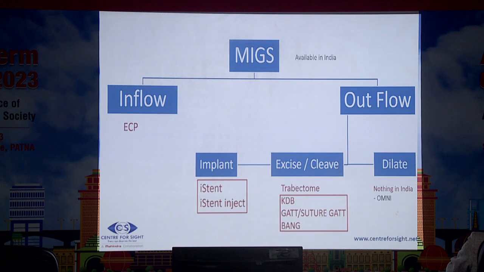Right now in India, we mostly have a few MIGS procedures. Among implants, iStent and iStent Inject are the only ones available now. We can do a trabectome, though the cost is very high, KDB, Kahook Dual Blade, GATT or suture GATT, and bang surgery.